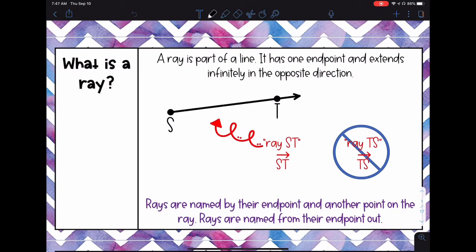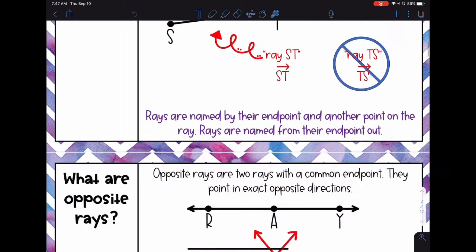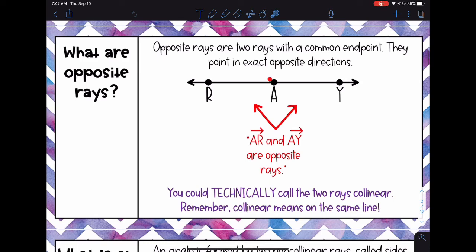So this talks about a ray. We've already talked about a ray. Remember, rays can only be named one way. So ST here is the only way you can name this ray. These are what you call opposite rays. Remember, they share a common endpoint, which in this case is letter A. So these are opposite rays because they're pointing in opposite directions, and they both start at letter A if we talk about ray AR or ray AY.